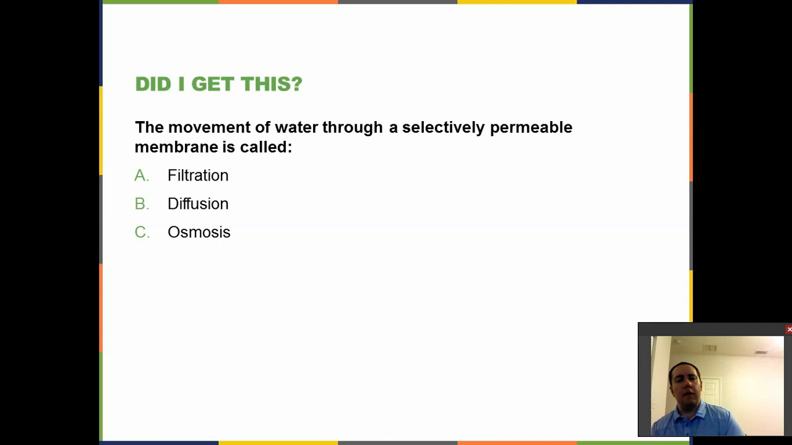So here's a review question for you. Water moving through a selectively permeable membrane. Osmosis. Yes. Selectively permeable membrane, like I said, will never ever be used in any context other than osmosis. Does someone want to describe to me or explain filtration? Anyone feel confident enough to explain filtration?